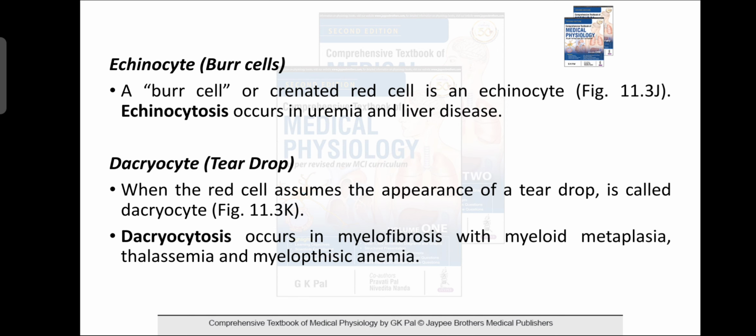Echinocytes, Burr cells. A Burr cell is a crenated RBC, that is an echinocyte. It is seen in uremia, a condition in which urea and ammonia increase, and in liver disease. Dacryocyte, the teardrop cell, occurs in cancerous conditions, myeloid metaplasia, myelofibrosis, thalassemia and myelophthisic anemia. So these are echinocytes and dacryocytes, Burr cells and teardrop cells.